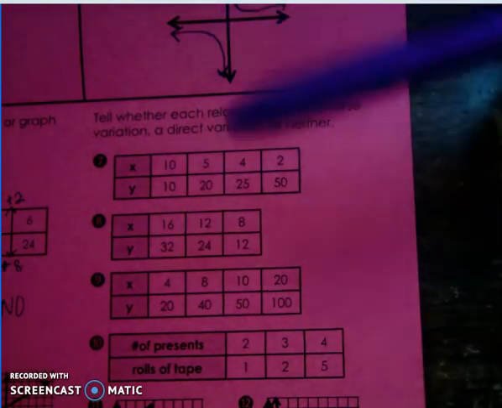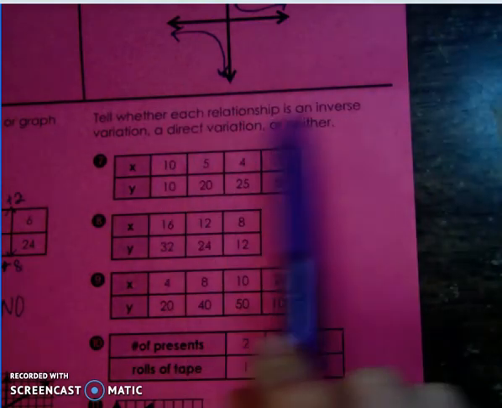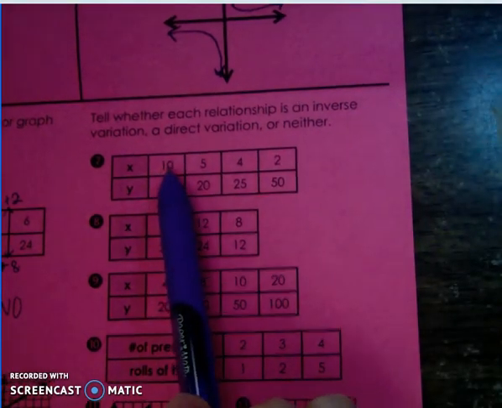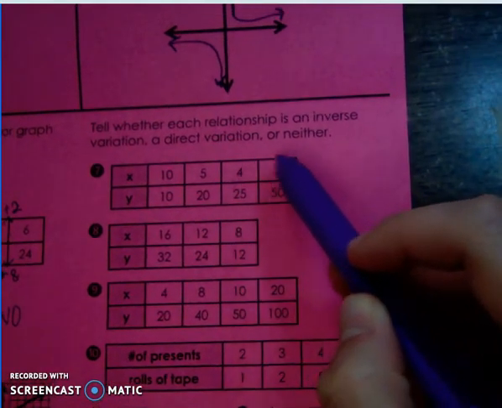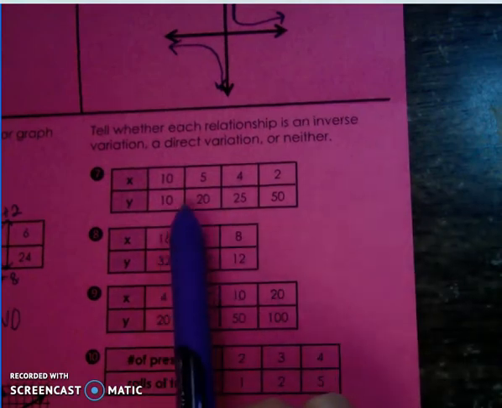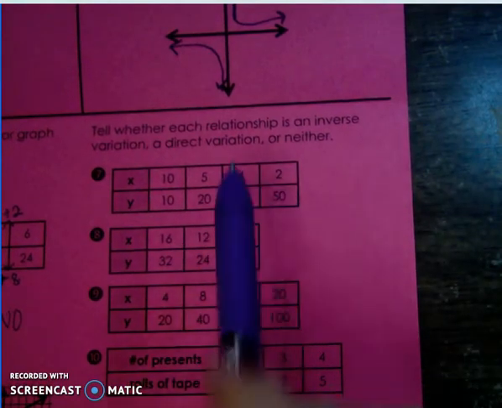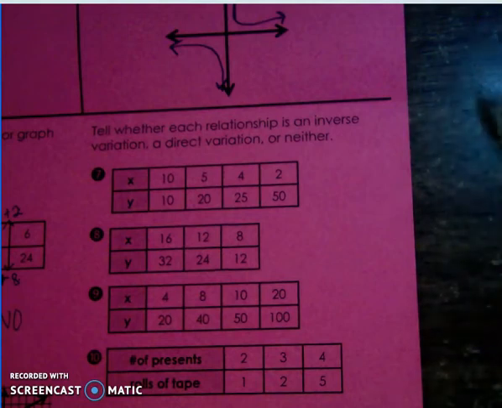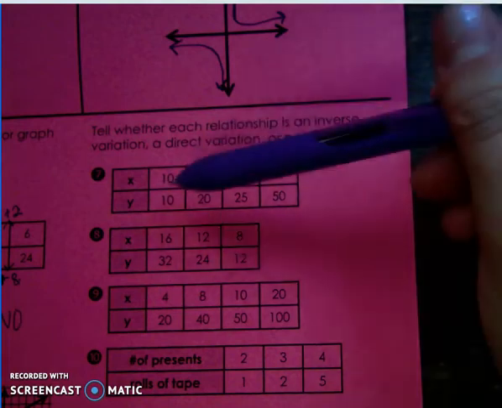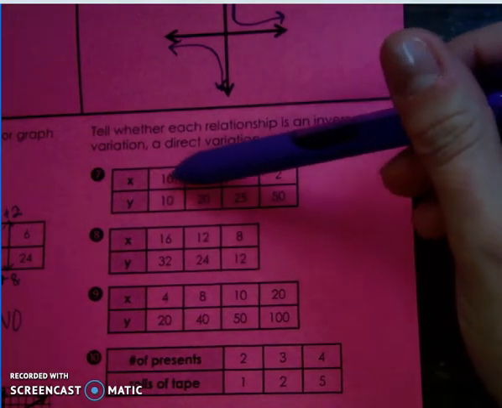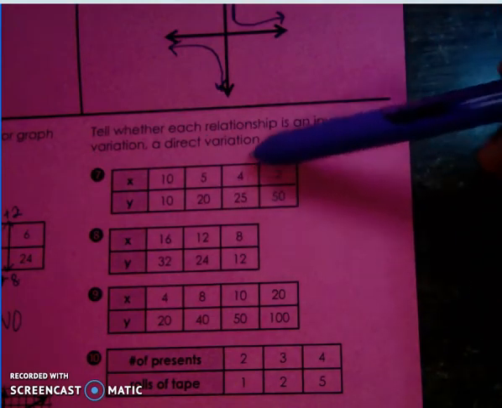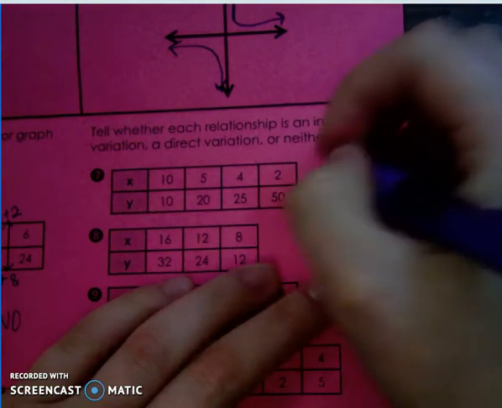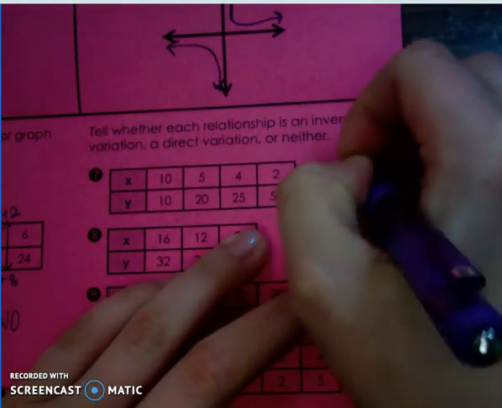Okay? So, let's see if it's direct. From 10 to 5 is down 5, then down 1, and then down 2. And this is by 10, by 5, and by 25. So that's not direct variation. The change in y and change in x are not consistent. They're not constant. But let's multiply. 10 times 10 is 100. 20 times 5 is 100. 25 is 100. Okay, so very good. It is an inverse variation.